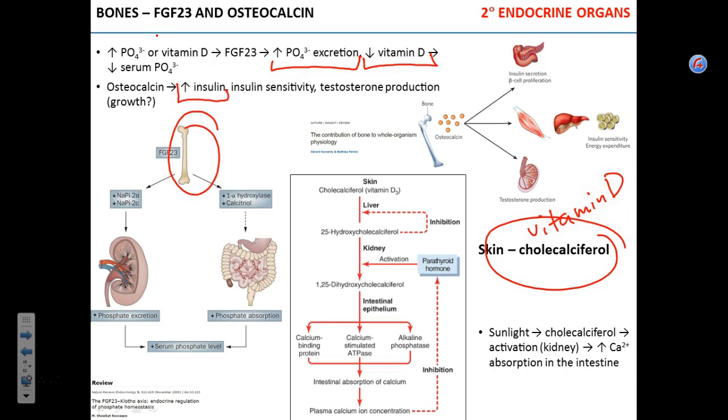Parathyroid hormone helps to activate, okay, vitamin D in the kidneys. So know this function of parathyroid hormone, all right? That makes sense? Do you understand what I'm asking? Please, parathyroid hormone helps to activate vitamin D in the kidneys. Activated vitamin D helps calcium absorption in the intestines. Good?